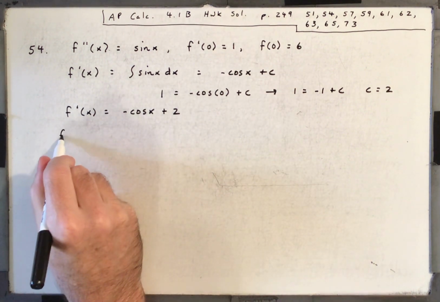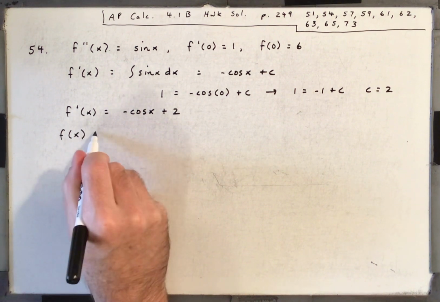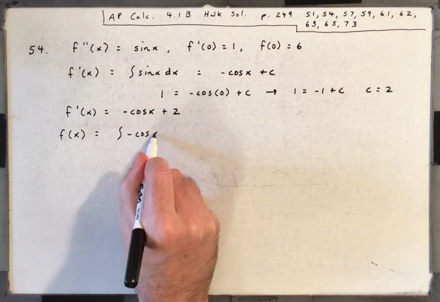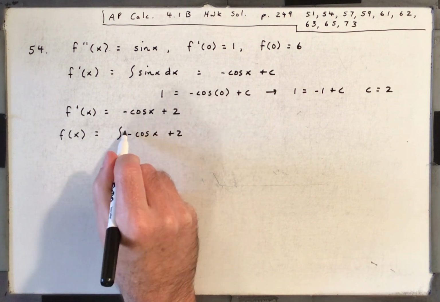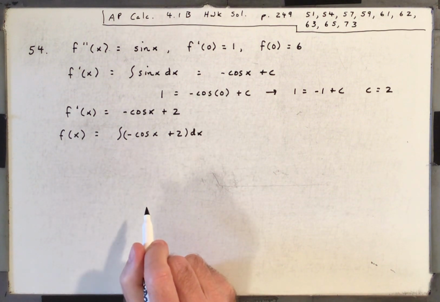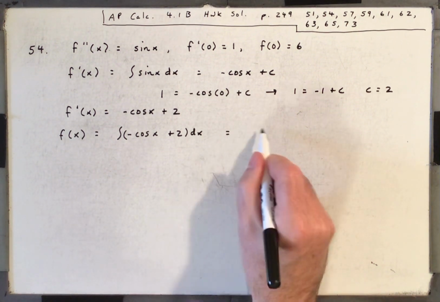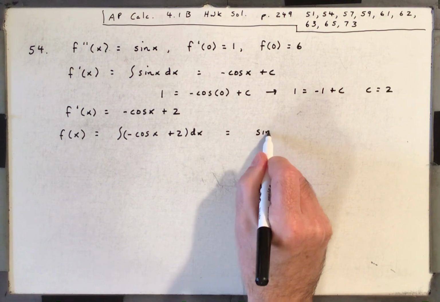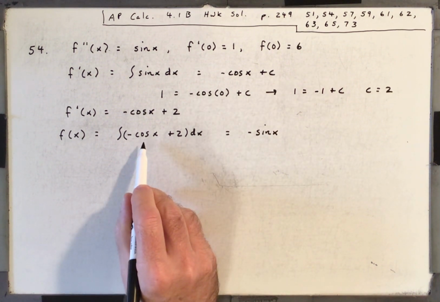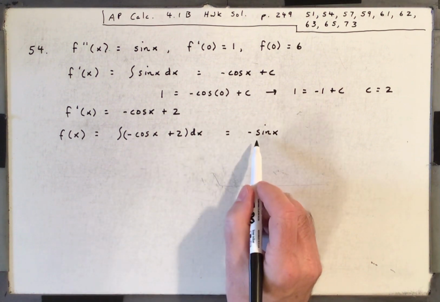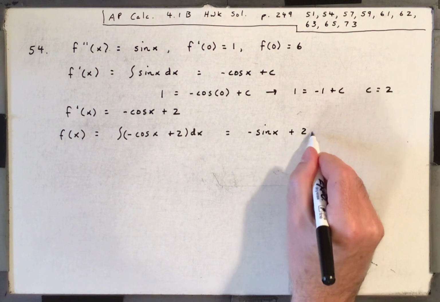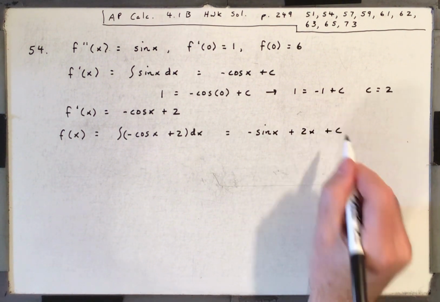All right, let's go to f of x. So we've got the integral of minus cosine x plus 2 dx. So that's going to be sine x. It's actually going to be minus sine x, thinking about that. The derivative of sine is cosine, so the derivative of negative sine would be negative cosine, plus 2x plus c.